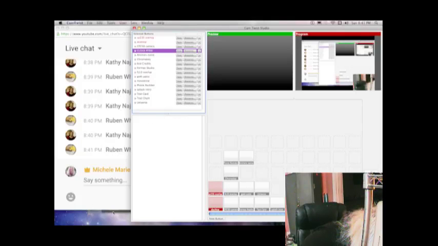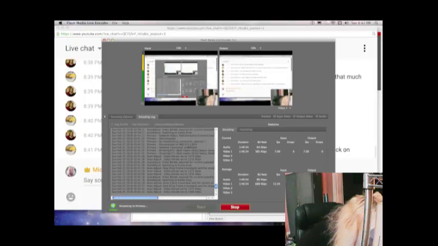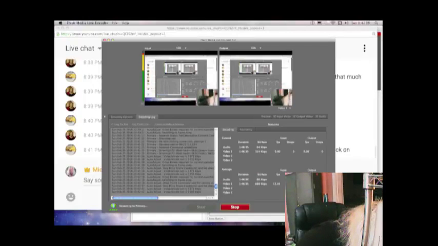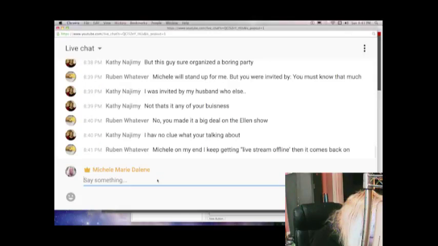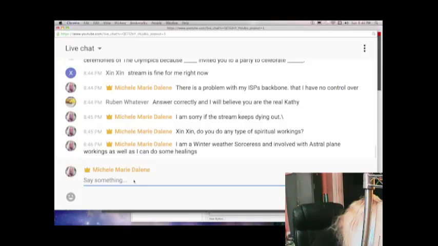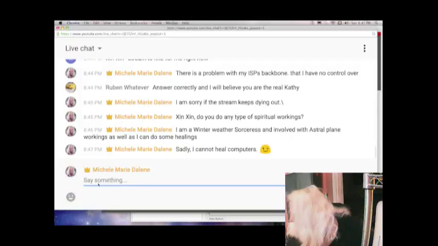T-Mobile and Frontier are plugged in at the same time. I can unplug Frontier, but I don't think it's going to help anything. I'm back at 1500 kilobits per second. I can't do anything about it. Okay.